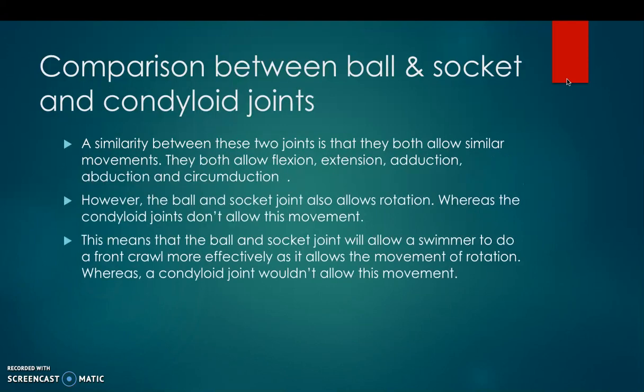Comparison between ball and socket and condyloid joints. The similarity between these two joints is that they both allow similar movements. They both allow flexion, extension, adduction, abduction, and circumduction. However, the ball and socket joint also allows rotation, whereas condyloid joints don't allow this movement. This means that the ball and socket joint will allow a swimmer to do a front crawl more effectively as it shows the movement of rotation, whereas the condyloid joint wouldn't allow this movement.